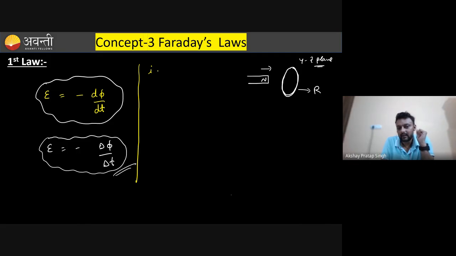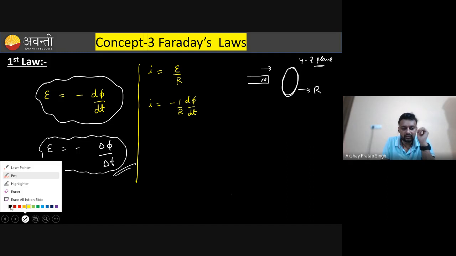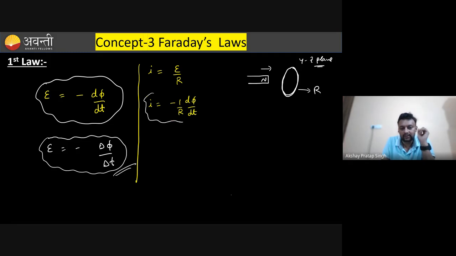I can say I is equal to E by R. This is simple Ohm's law. I is equal to E by R. Just put the values and you will get I is equal to E, which is minus d phi over dt, by R. So you can also calculate the current in the coil.